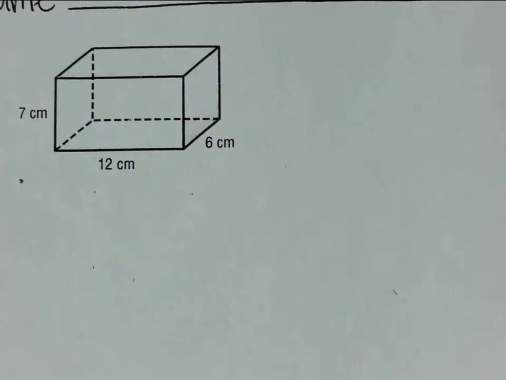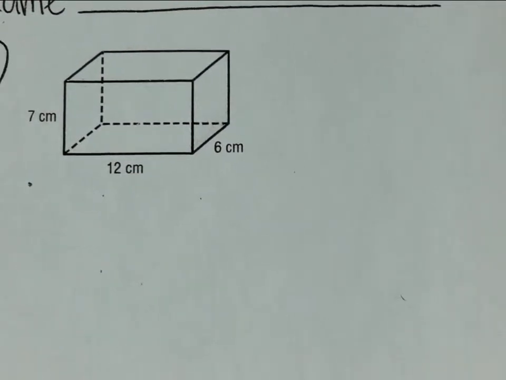Okay, so the first thing we need to do, we're finding the surface area, we need to determine what type of shape this is. So remember, it's either a prism or a pyramid, and it's either going to be a rectangular or a triangular prism or pyramid. So what is this? Rectangular prism. This is a rectangular prism.